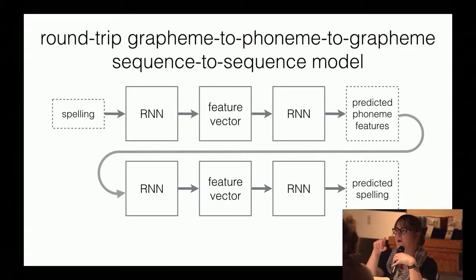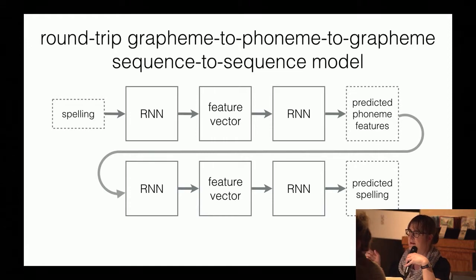And so you put a word in and then it predicts the spelling of that word based on how it sounds, which is kind of weird. You wouldn't really want to do that in practice, because if you already know how a word is spelled, you don't have to ask a computer how it's spelled.